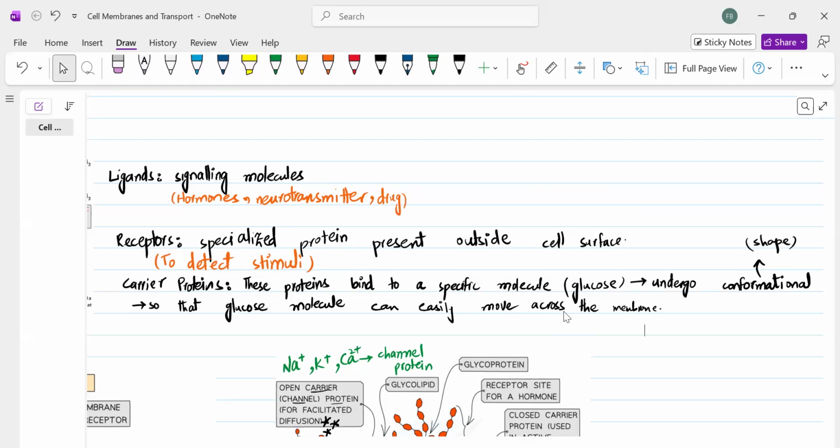Okay, because as the name indicates, it is carrying that particular thing, carrier protein. Just like you have courier services, right?